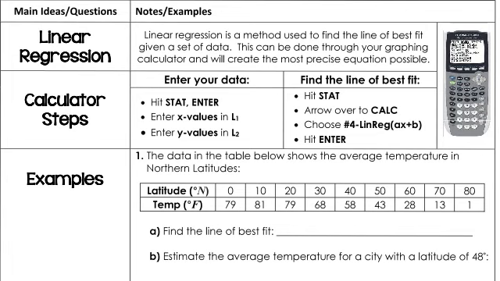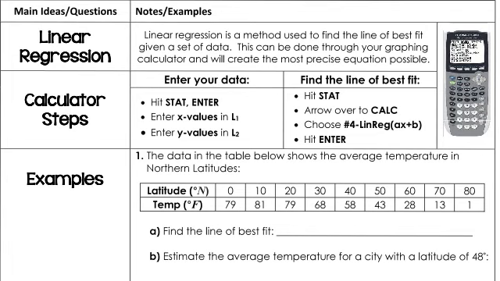58. So by just looking at this, you should be able to tell that there's going to be a negative correlation, because the temperature is dropping as x is increasing. As the latitude is increasing, the temperature y is decreasing. Okay? All right, now, what do we do with this information?